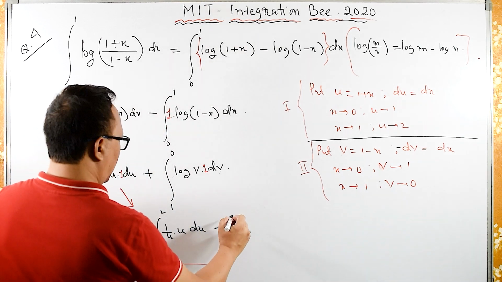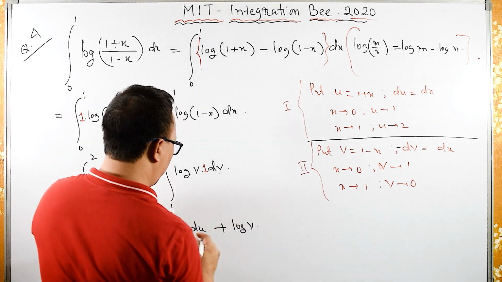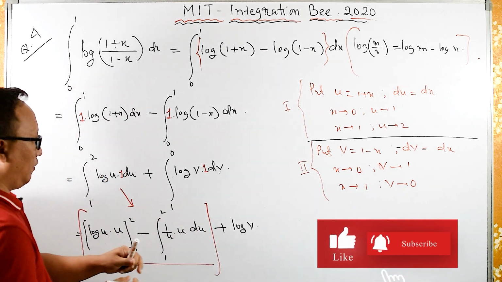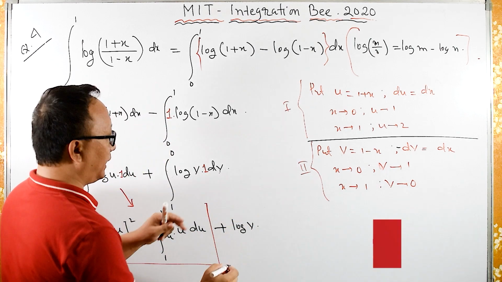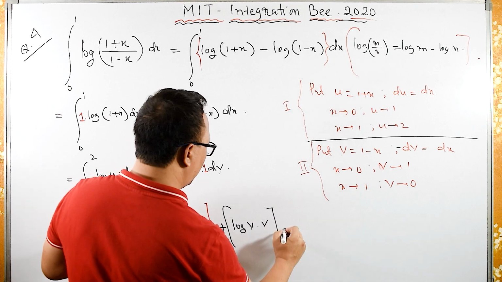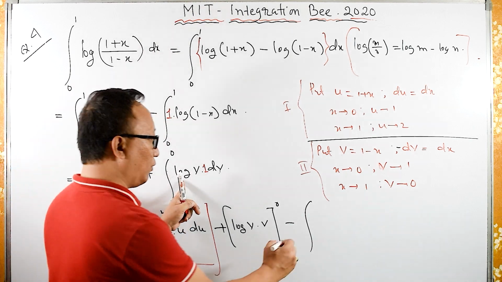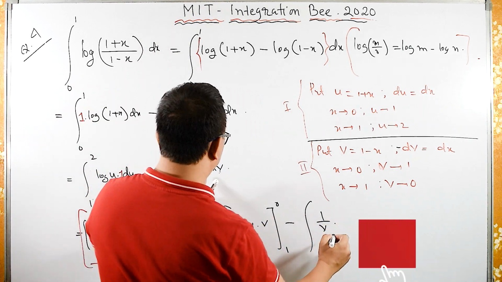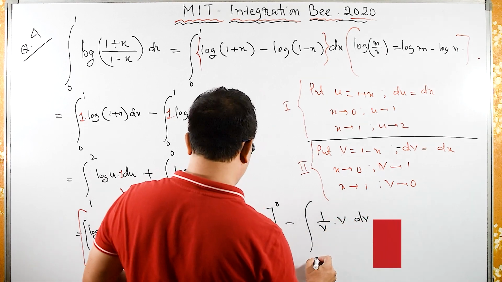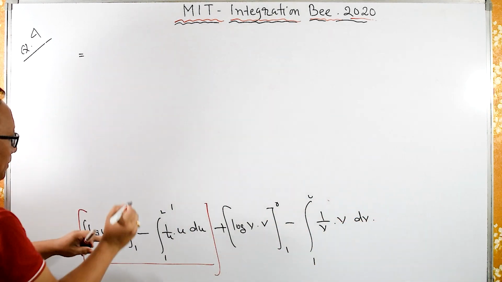Then plus, what about this? Similarly here, log v is the first function, and the integral of the second gives v over here, with limit from 1 to 0, minus integral of the differentiation of the first function, which is 1 by v, times v, dv, and the limit is from 1 to 0.